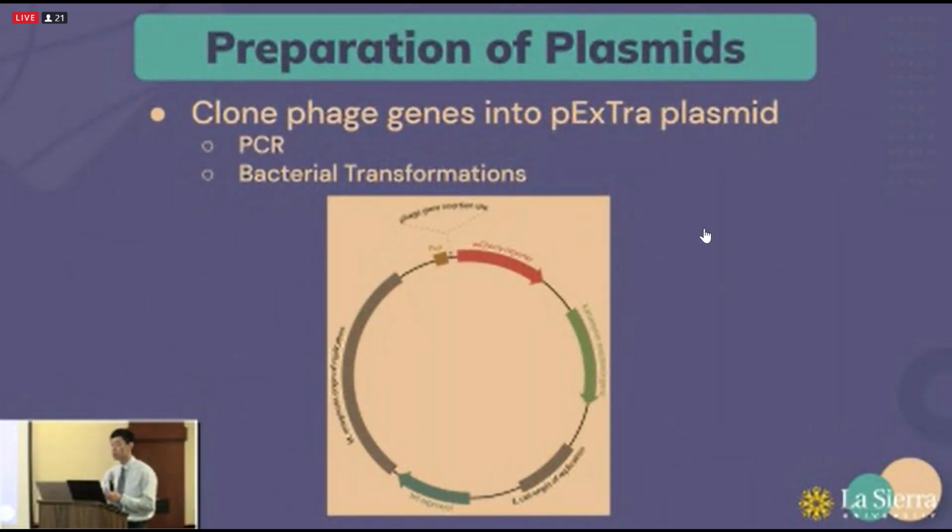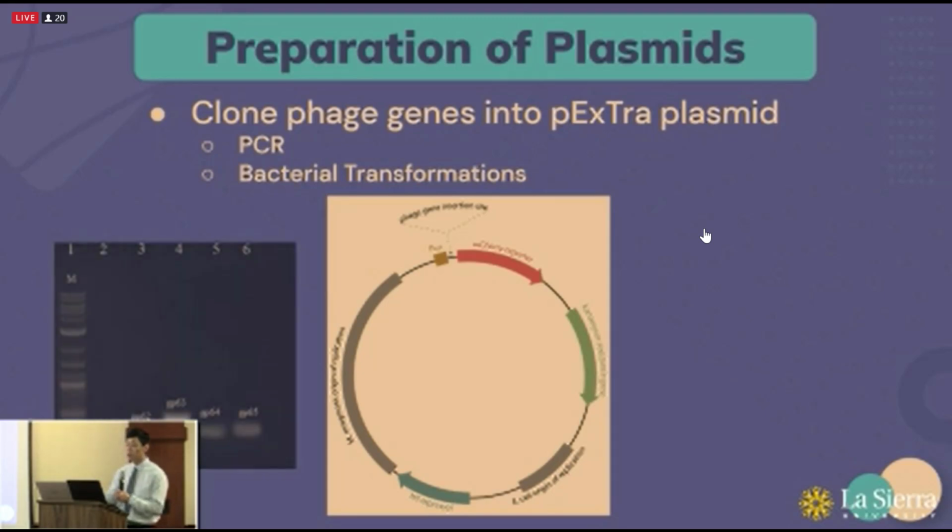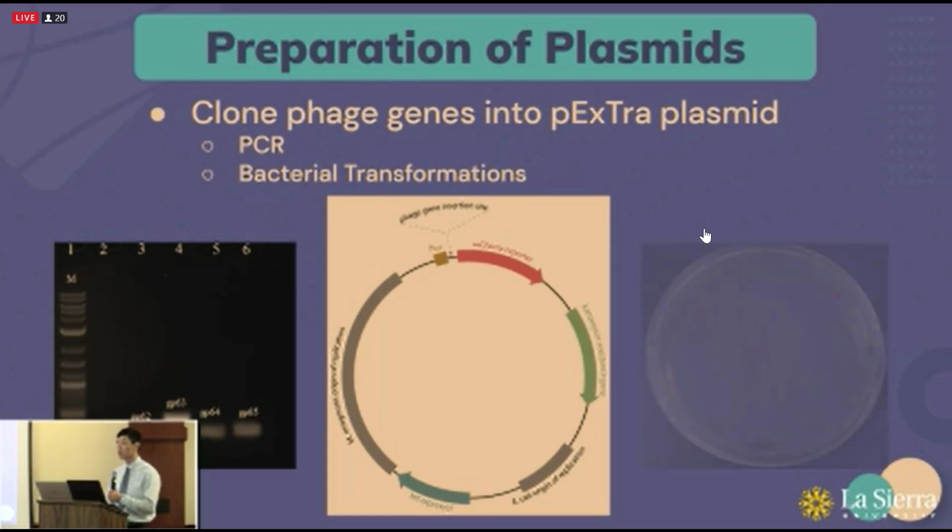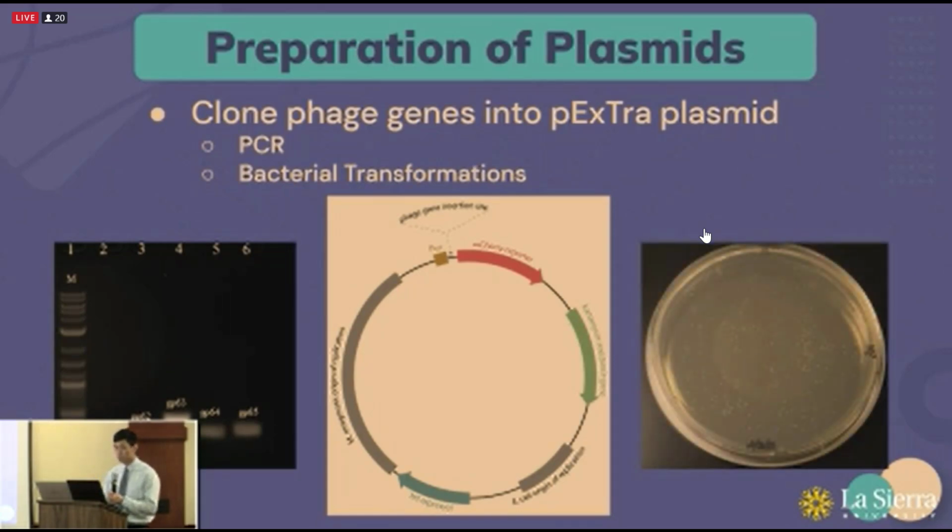So in C-Genes, we started off by creating a library of phage genes that were cloned into this P extra plasmid. Basically, a plasmid is an external piece of DNA that bacteria have the capacity to take in and use. So this entire process involved an amplification of phage genes, and then transforming bacteria containing the plasmid to create a culture that we can use in later tests.